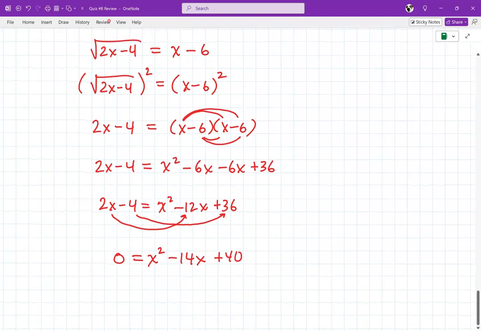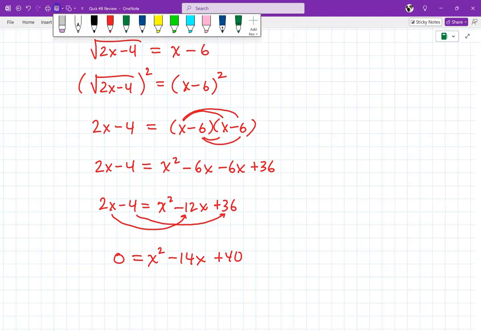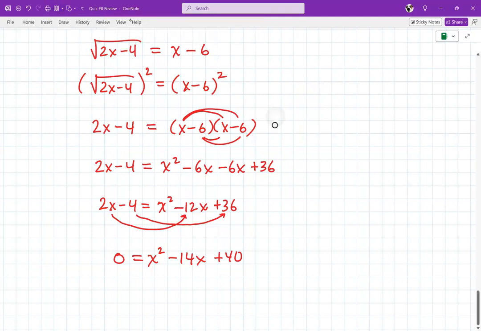So now I have to do the x method. So remember, guys, this is one of those tougher problems because you're going to have to expand it and then combine it and then factor it and then solve, right? So this is a busy problem. So here we go. My ABCs look like this. My A is 1. My B is negative 14. My C is 40.